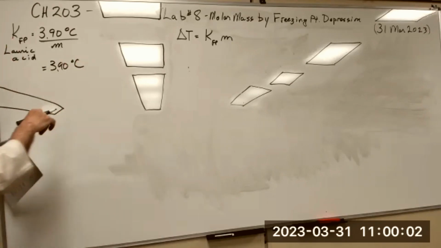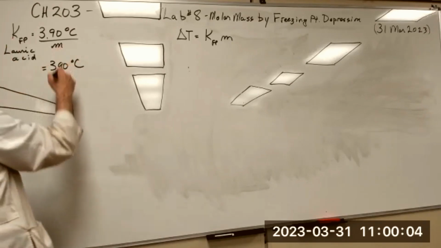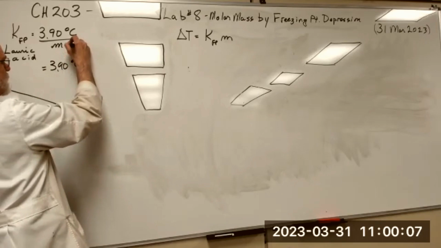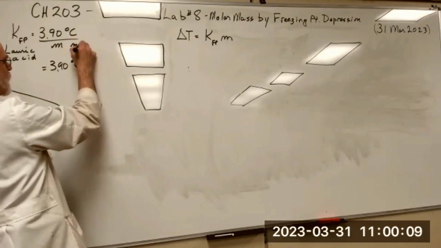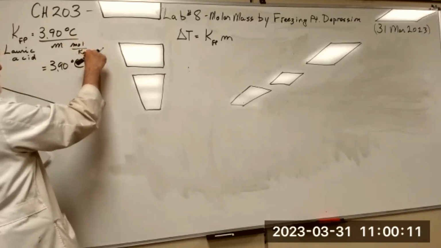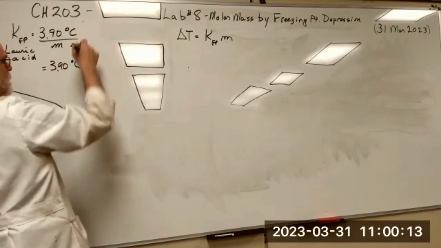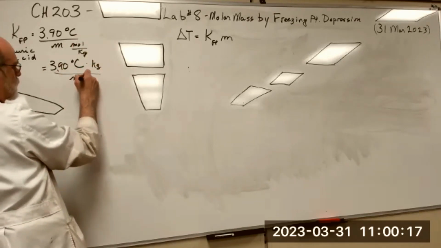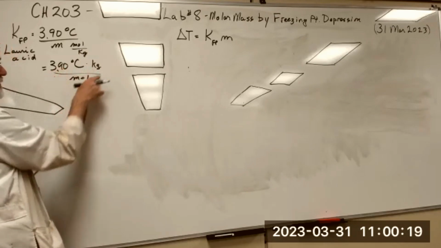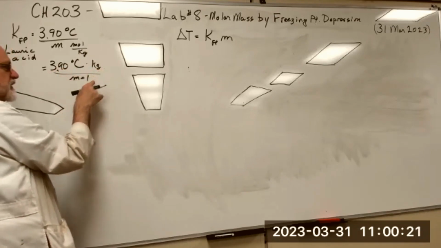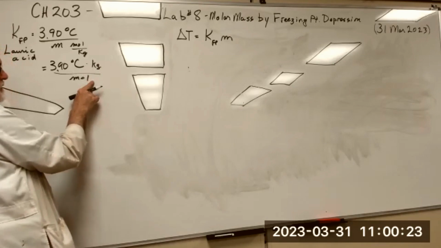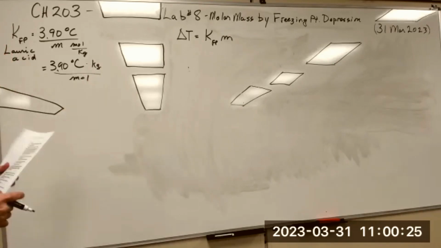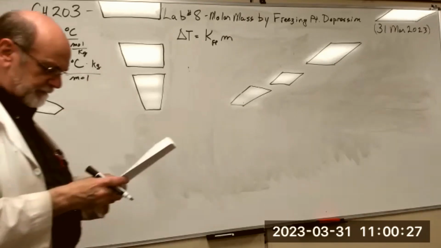Molal is moles per kilogram, right? Moles per kilogram. So in the denominator, if we flip that up, then the kilogram comes up here and the mole goes down here. And this is kilograms of solvent, and this is moles of solute. Okay? All right.